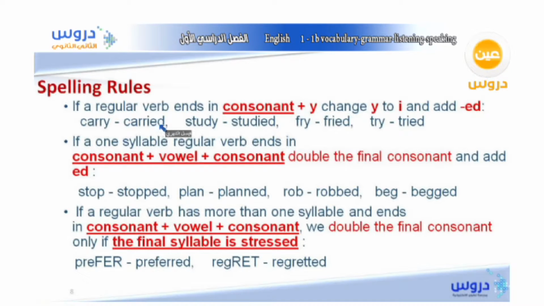Is it clear for you up to now? If the regular verb ends in a consonant plus y, what shall we do? Just delete the y and put i and add -ed. Is that clear? Okay.